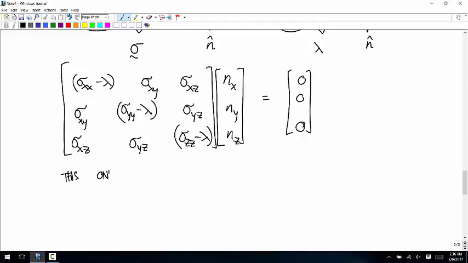And this only has a non-trivial solution if the matrix is non-invertible.